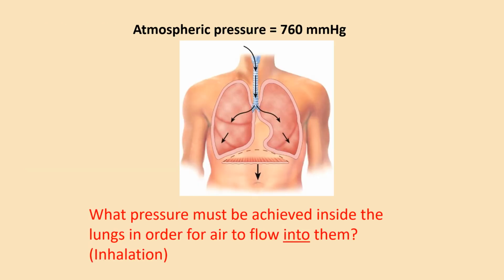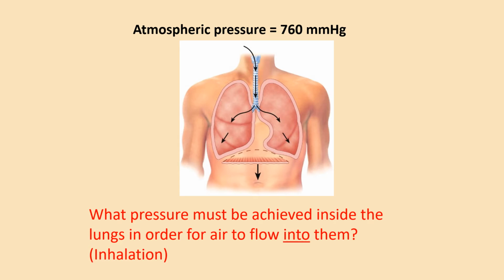So atmospheric air near sea level is 1 atmosphere or 760 millimeters of mercury. And so if that's the air pressure in the surrounding atmospheric air, what do we need to achieve in order to get that air to flow into our respiratory system? Well, remember that air always flows from an area of high pressure to an area of low pressure. So in order to get the air to flow into the respiratory system, we need to generate a lower pressure inside our respiratory system.